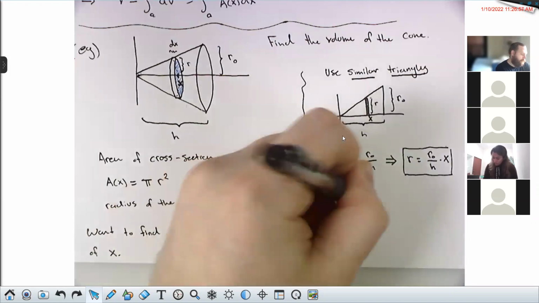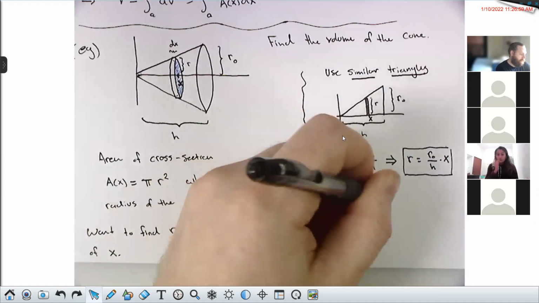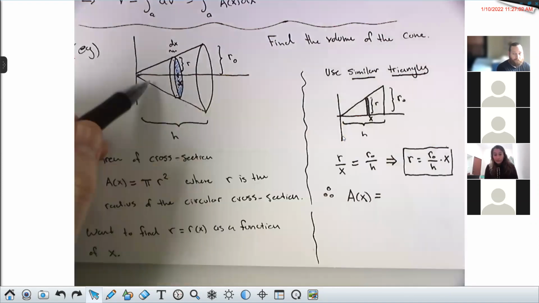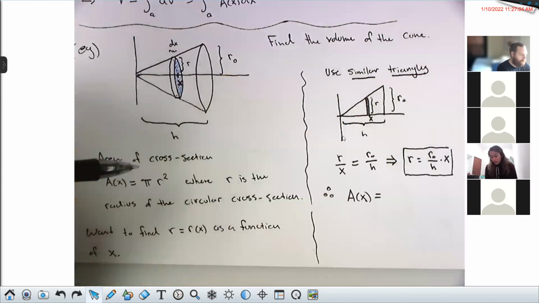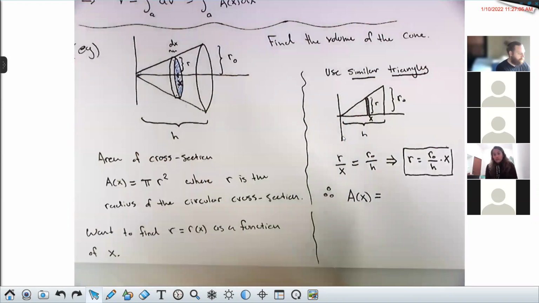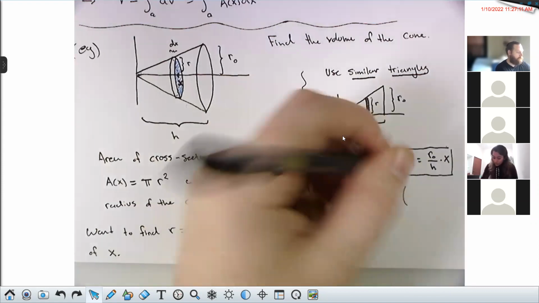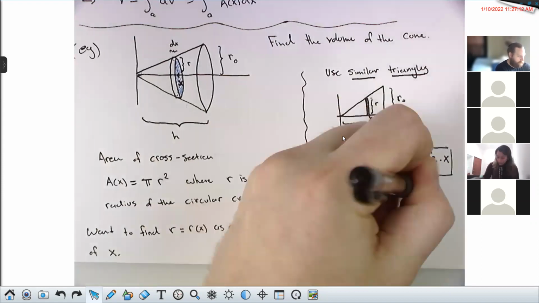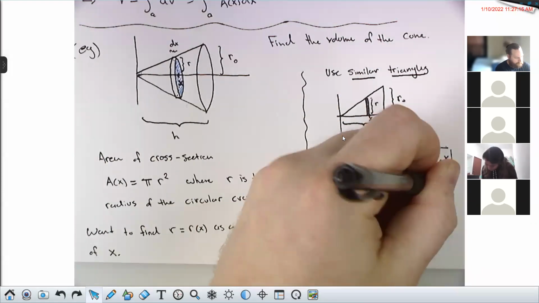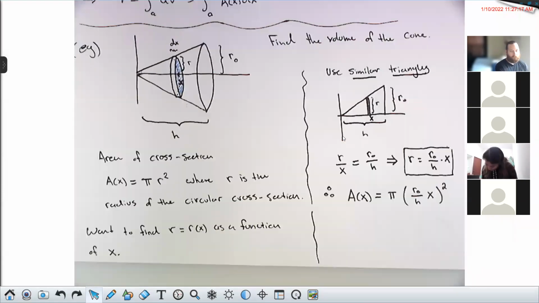Therefore, the area of that cross section as a function of where I take the cross section, x, is equal to pi times the radius squared, and the radius is R0 over H times x. So we have that squared.